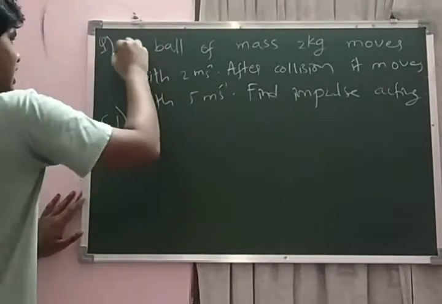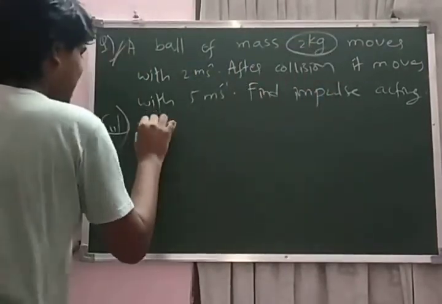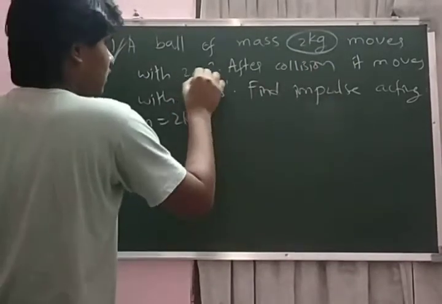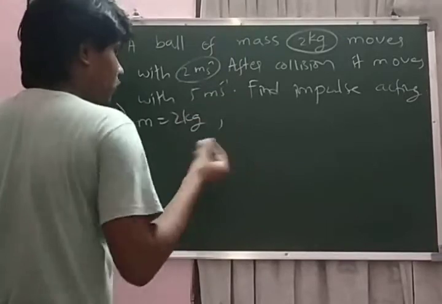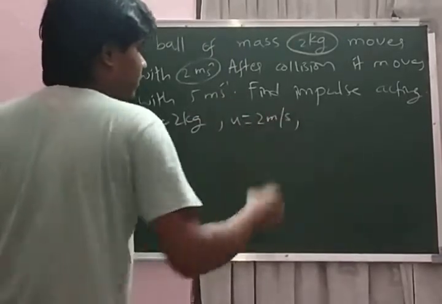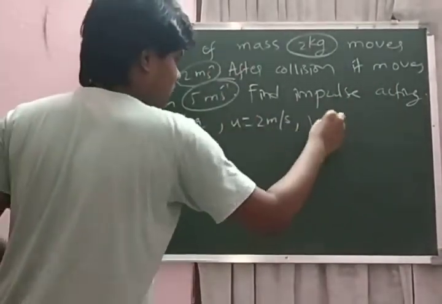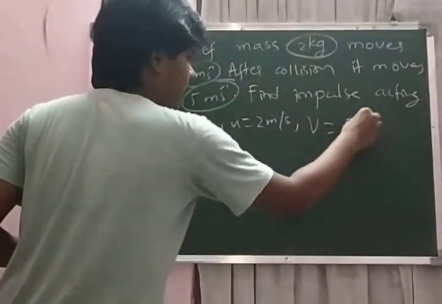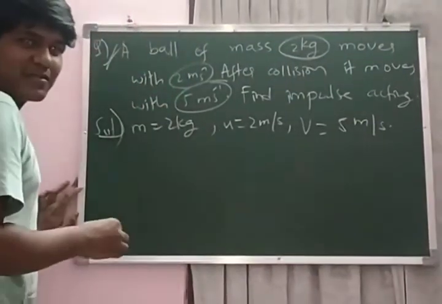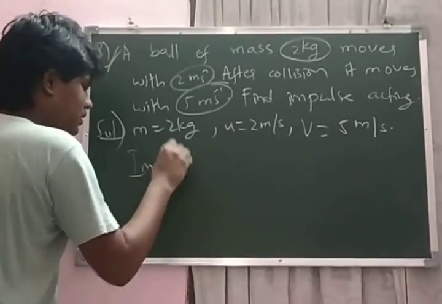It is a question regarding impulse. A ball of mass 2 kg, so mass is equal to 2 kg, moves with a velocity of 2 meters per second. So initially the velocity is 2 meters per second. After collision it moves with 5 meters per second. So the final velocity is equal to 5 meters per second. Now you have to find the impulse.